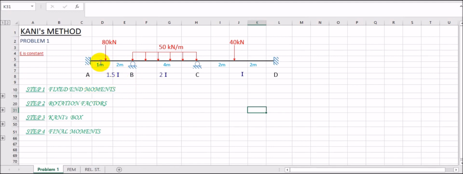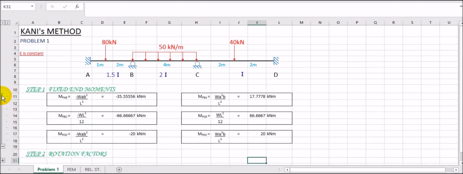So what happens now if I take the member AB? My end joint A is already fixed. I'm considering my joint B to be fixed as well. That is my assumption. So when my load of 80 kilonewtons is acting, it deflects in this manner, correct? The moments that are formed on both ends are the fixed end moments. That is the reason we have to find the fixed end moment for every member, that is member AB, BC and CD.